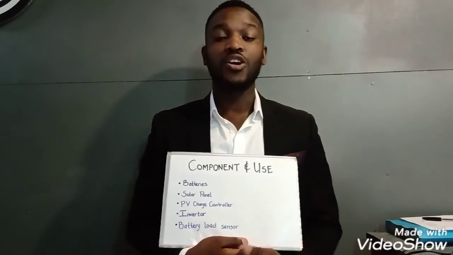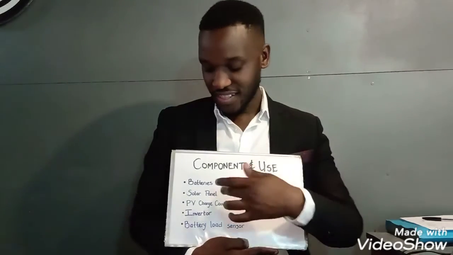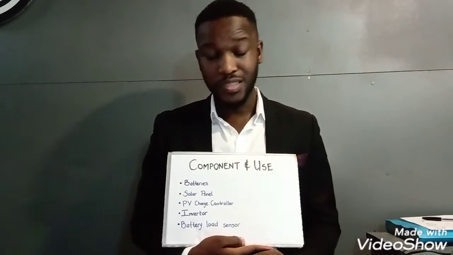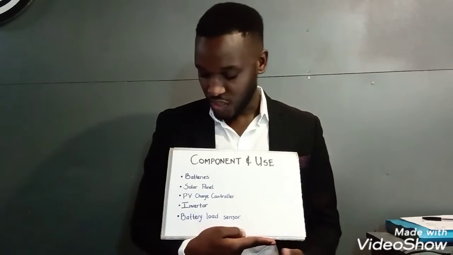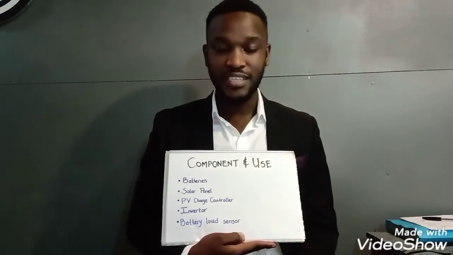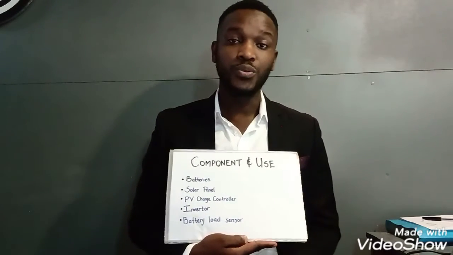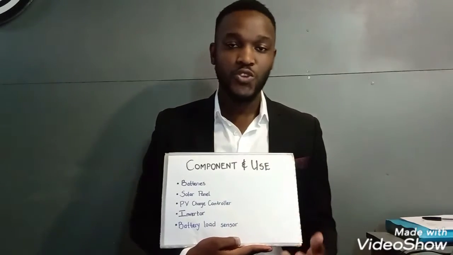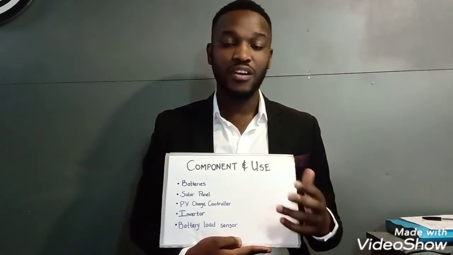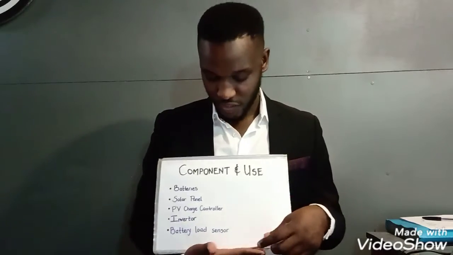Right here is the components and their use. This is the list of the main components of my project. The first one is going to be the batteries, followed by the solar panel, the PV charge controller, the inverter, and then the battery load sensor. As time goes by, I'm going to explain what each component does, or their function in this project. So bear with me.